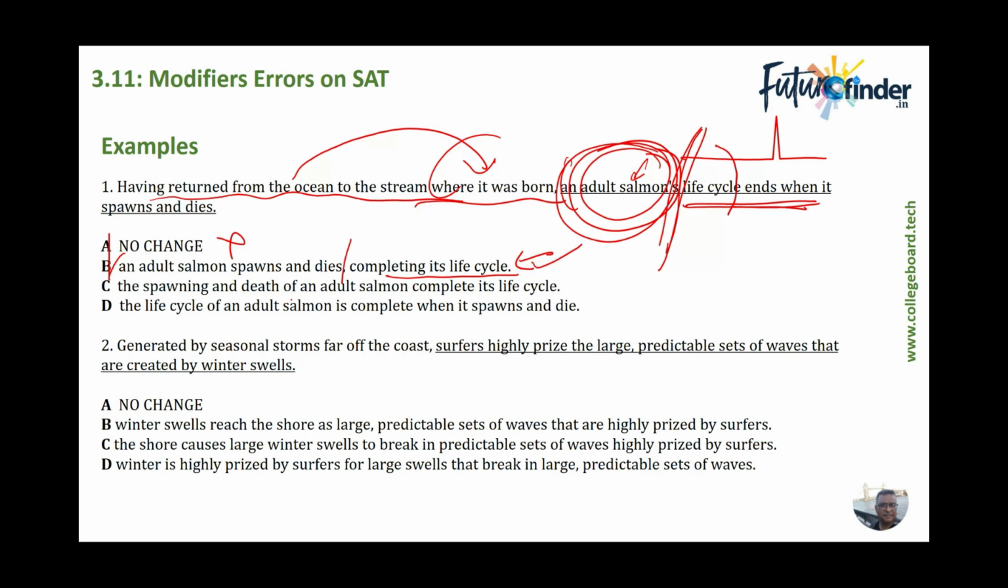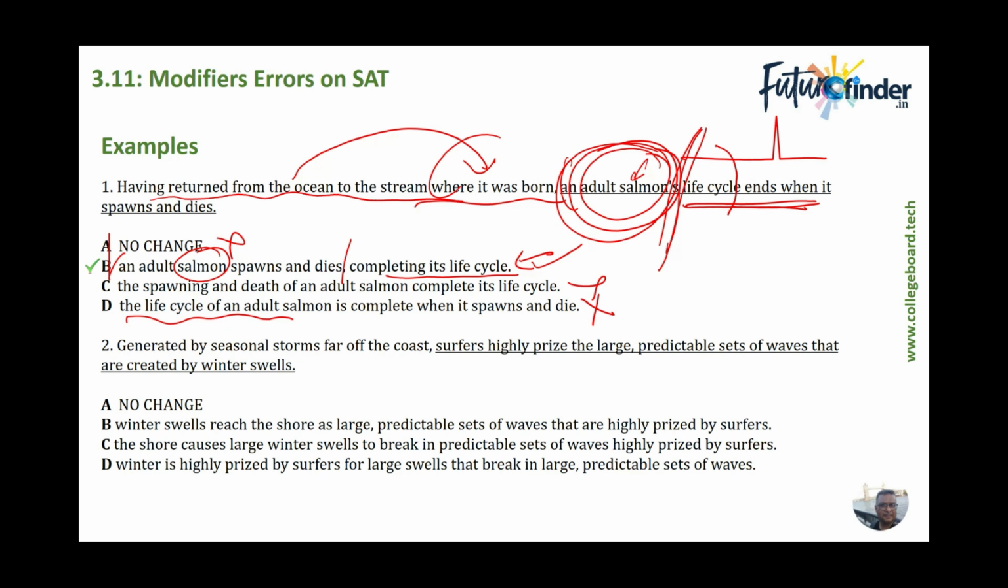Spawning and death of an adult salmon completing its life cycle, no, not a good answer. The life cycle of an adult salmon is complete when it spawns and dies. Again, the life cycle becomes the subject and not the salmon. So this is again not a right answer. So the most logical answer to this one should be a B.